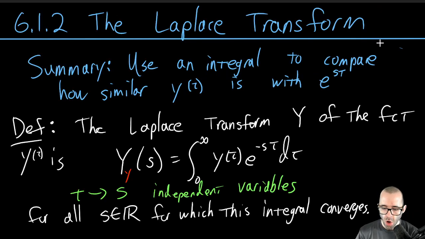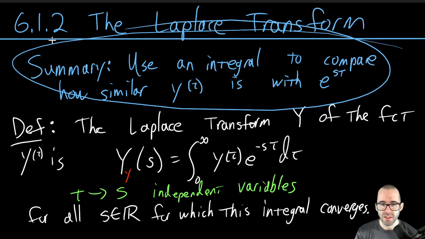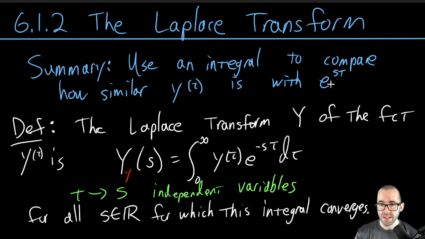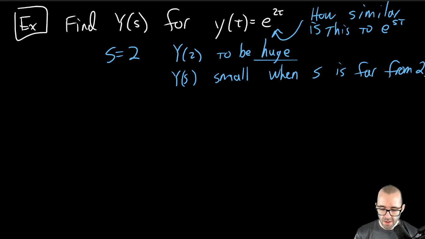Because again, we're always thinking about the Laplace transform conceptually as comparing how similar our function is with e to the st. And it'll depend on what that s is. All right, so we have an expectation for what our Laplace transform should be. It should be huge when s is 2, and it should be small when s is far away from 2. Let's calculate it using the definition.